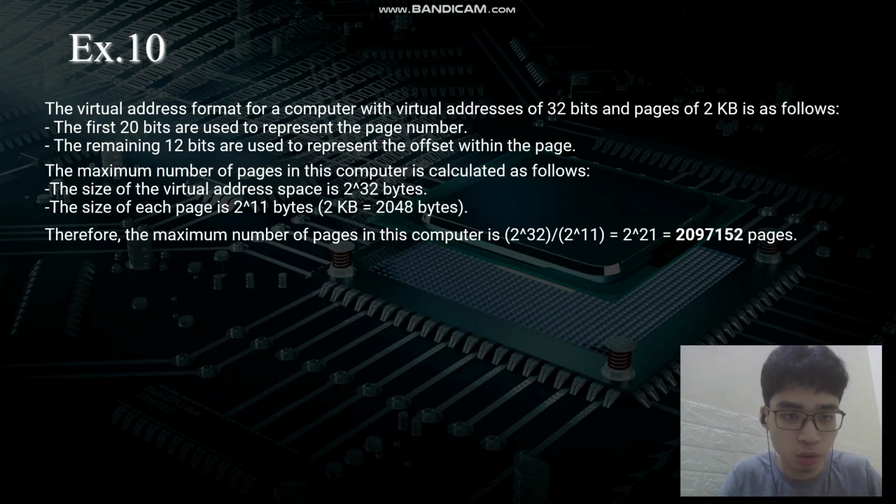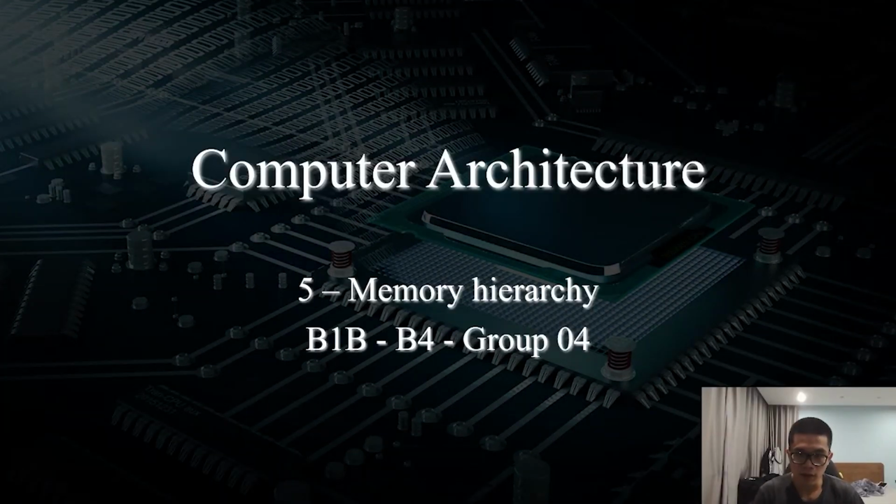The size of the virtual address space is 2 to the power of 32 bytes. The size of each page is 2 to the power of 11 bytes. Therefore, the maximum number of pages in this computer is 2 to the power of 32 divided by 2 to the power of 11, which equals 2 to the power of 21, which equals 2,097,152 pages.